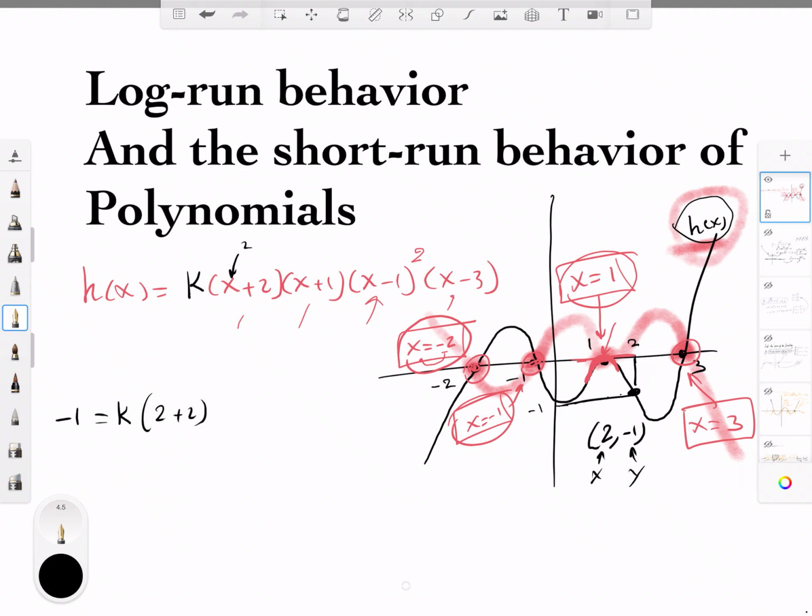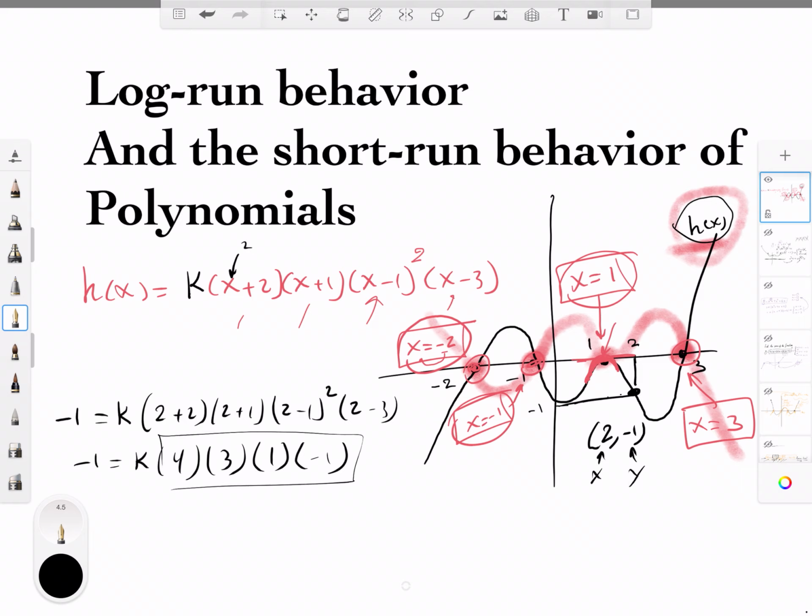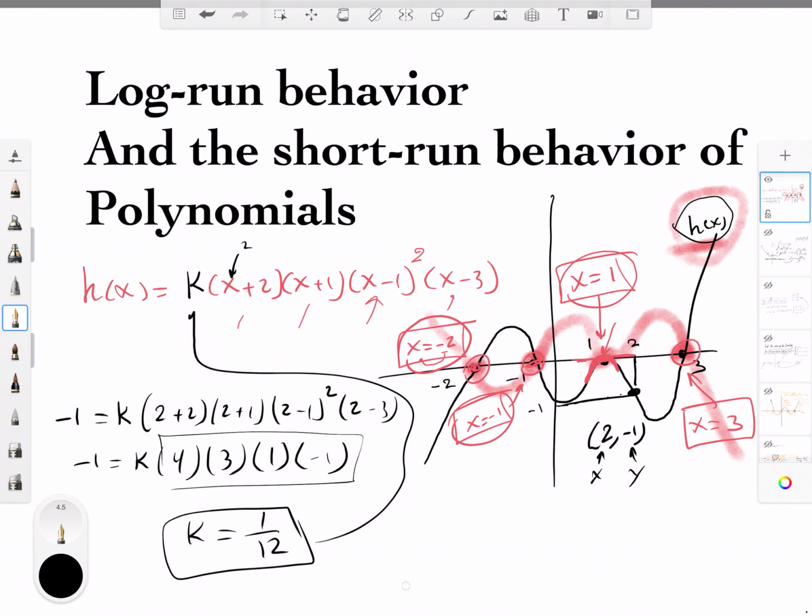2 plus 2, 2 plus 1, 2 minus 1 squared, and 2 minus 3. Negative 1 equal to k times 4, 3, 1, negative 1. If you multiply this, you get negative 12, and k will be 1 over 12. So if you plug 1 over 12 in for k, you will get exactly this curve.